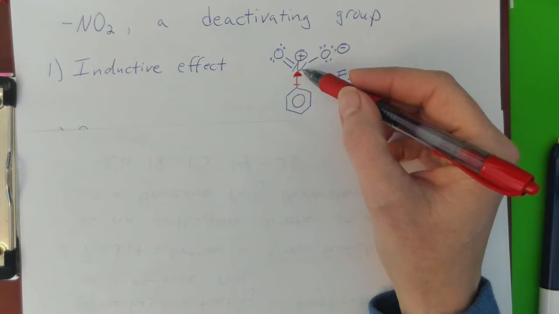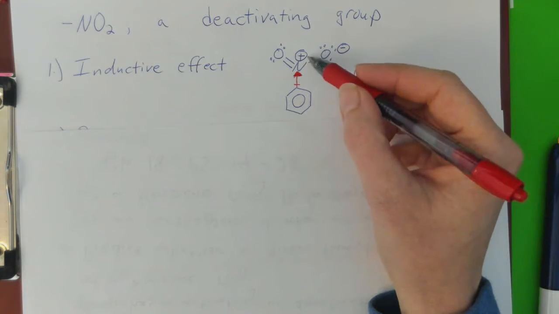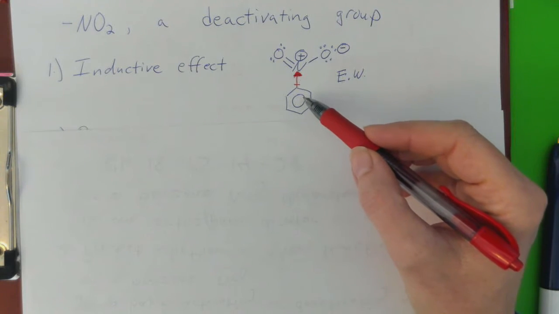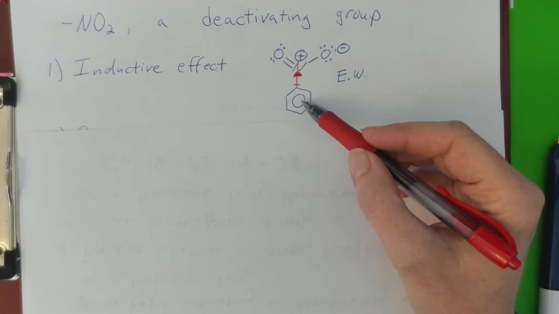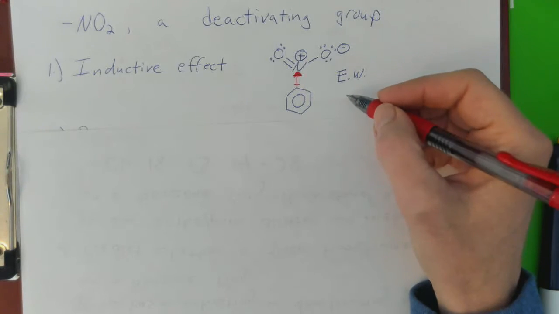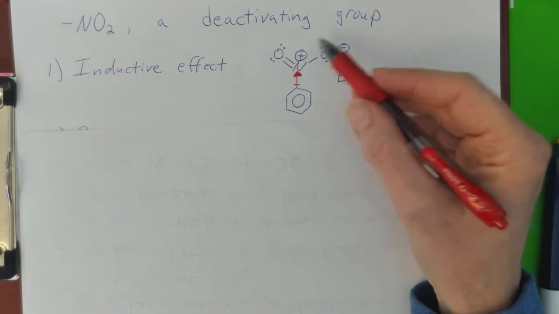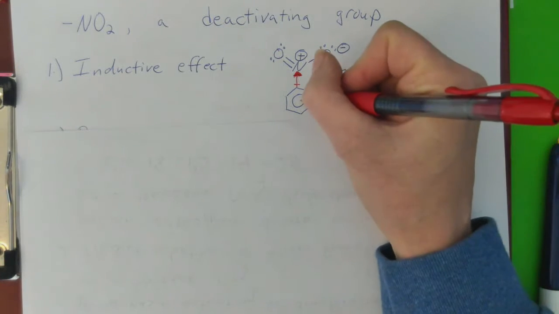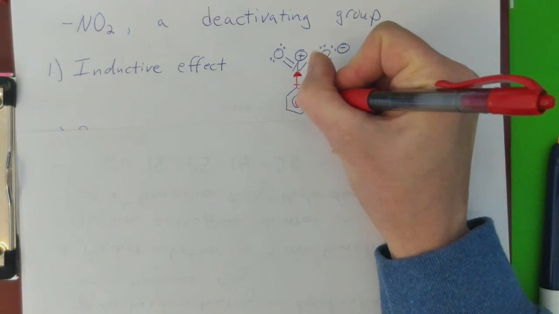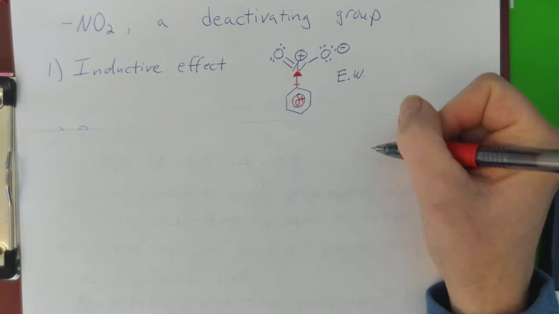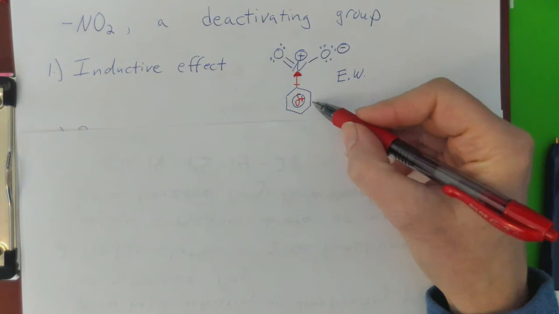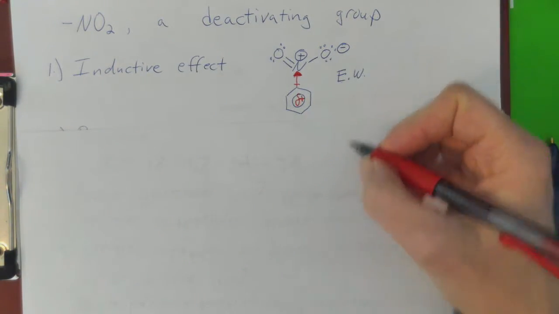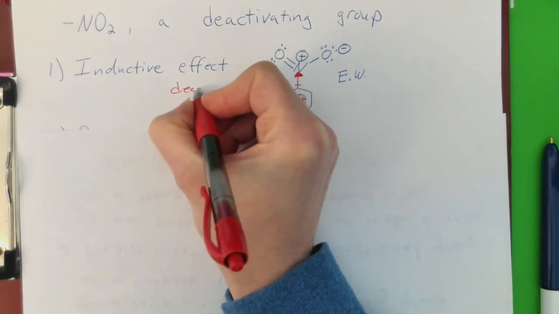So we expect the nitro group to withdraw electron density from the benzene ring. That's going to make it less nucleophilic. And so we expect from an inductive standpoint that the nitro group is going to be deactivating. I'm going to say in the ring here we've got a partial positive because we're sucking electron density away from the ring, making it again less nucleophilic. So we expect the nitro group to be deactivating.